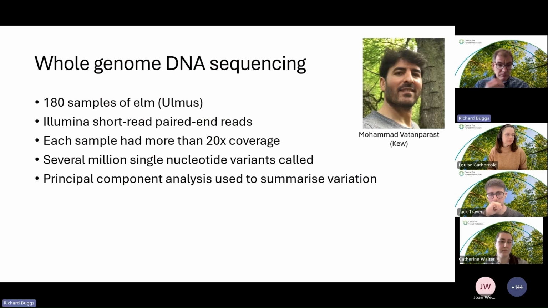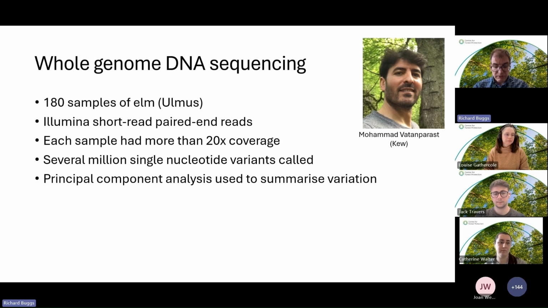So we took a whole genome sequencing approach, and we did this on 180 samples of elm. And we did them at 20x coverage. That meant that across the whole genome, we could identify with some confidence the single nucleotide variants. So this could not have been done before because the technological advances simply weren't there. It would have been prohibitively expensive to do this before now.